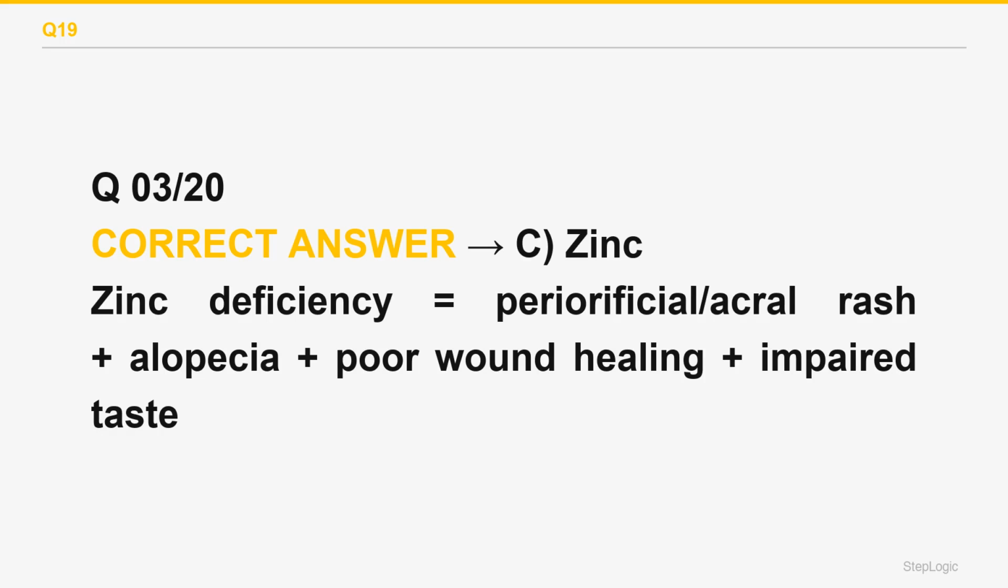The classic triad to recognize is the periorificial dermatitis, alopecia, and impaired wound healing, often with taste disturbance, and the high-risk setting of TPN or malabsorption. The inherited form, acrodermatitis enteropathica, is due to defective zinc absorption. The combination of the periorificial rash, hair loss, poor healing, and dysgeusia points specifically to zinc deficiency, which is corrected with supplementation.